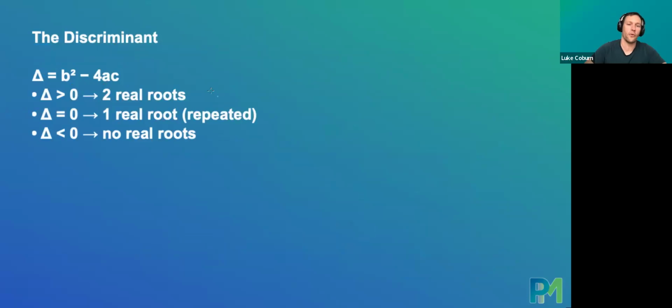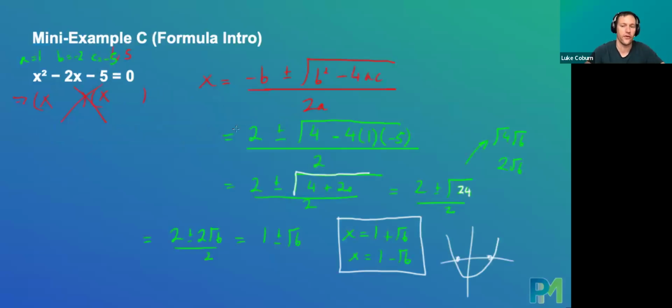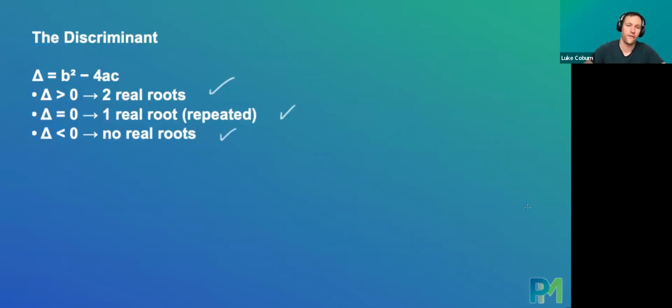Remember, if it's greater than 0, we've got 2 real roots. If it's equal to 0, we have 1 root that's repeated. If it's less than 0, then we have no real roots. Here, it's the square root of 24. 24 is greater than 0, so we are in the first case, okay? The first case, that one.